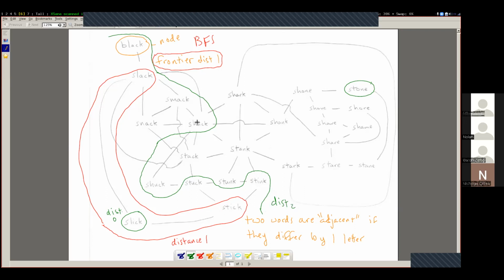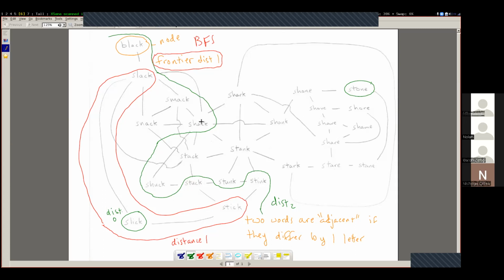You'll notice that this word shack, for example, has some paths that we can take to get to it that are bigger than distance 2. So the distance 2 path would be slick to slack, then taking this path over here to shack. But there are larger paths, like going from slick to slack, then to smack to shack. That would be a length 3 path. Doesn't matter that there are some paths that are longer. The only thing that matters is that the shortest path to this word here is distance 2.